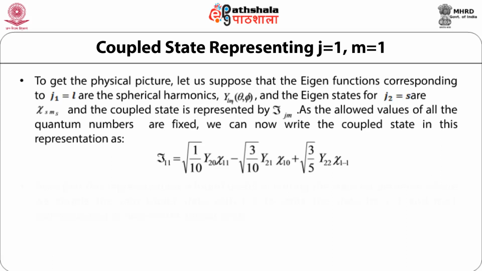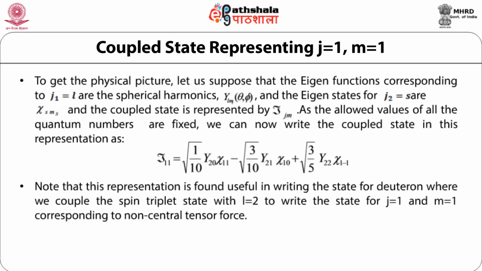where the subscripts occurring in the spherical harmonics represent the orbital angular momentum L and the magnetic quantum number m_l, whereas the subscripts occurring for the spin part xi represent the spin angular momentum s and the spin magnetic quantum number m_s, and the coefficients that we have got over here for the spherical harmonics and the spin term are the Clebsch-Gordan coefficients that we had evaluated above.